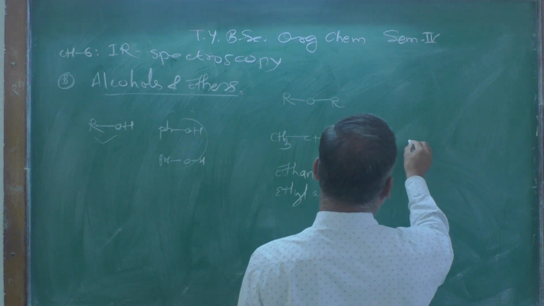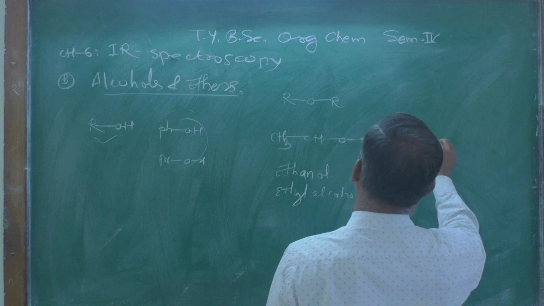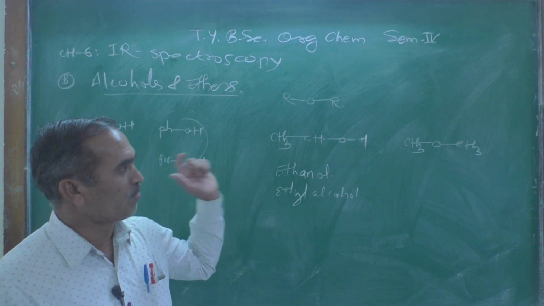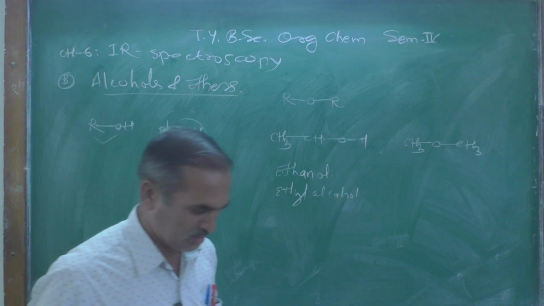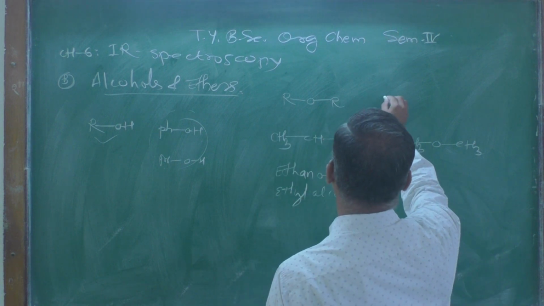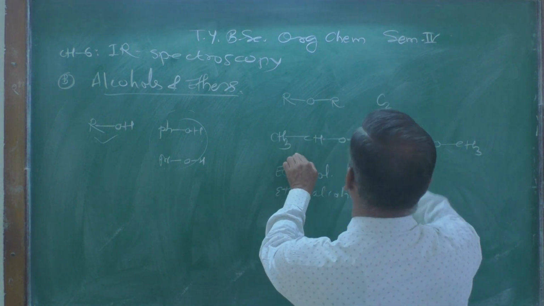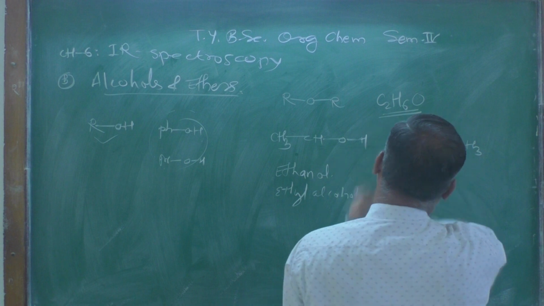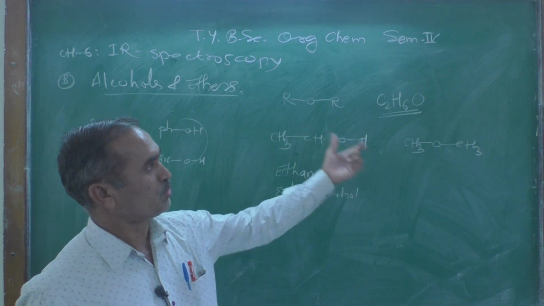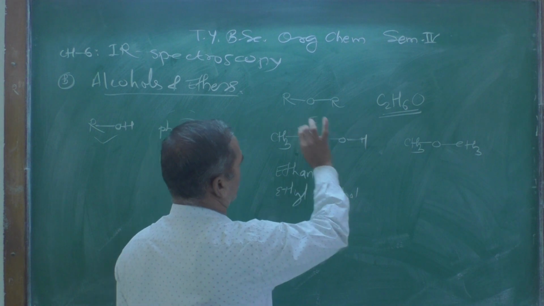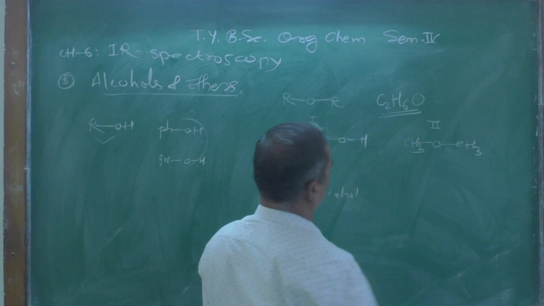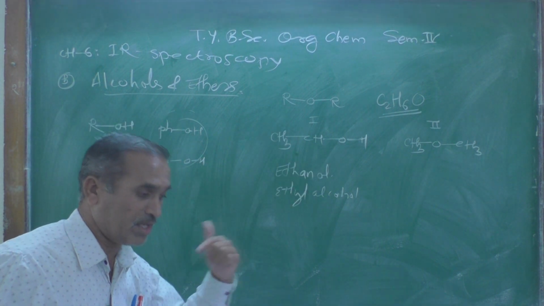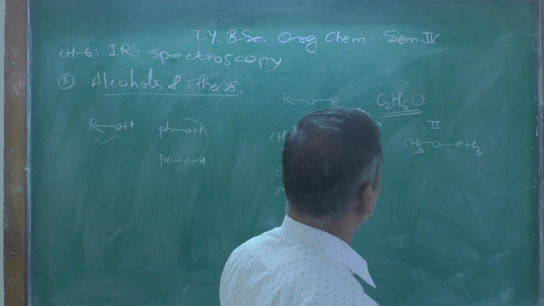Now if you draw another structure, CH3, then O, another CH3. Look here, if you observe these two structures carefully, you will find the molecular formula: 2 carbon atoms, 6 hydrogen atoms and 1 oxygen atom. The molecular formula of these two structures is the same. This you can call structure number first, and this will be structure number second. Is there any other structure possible for this?